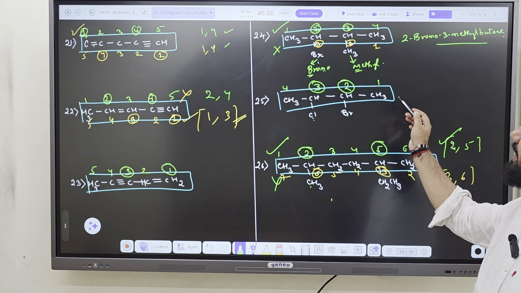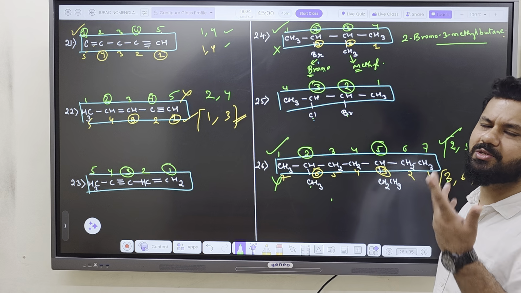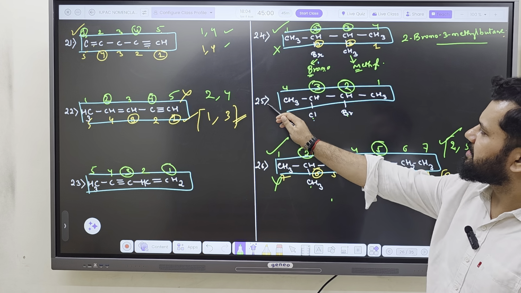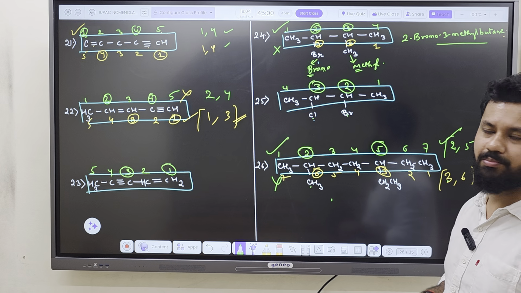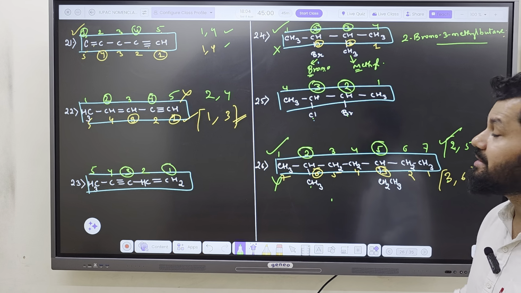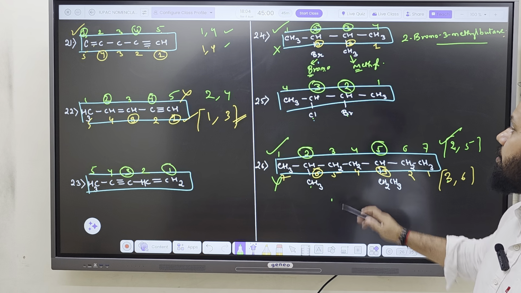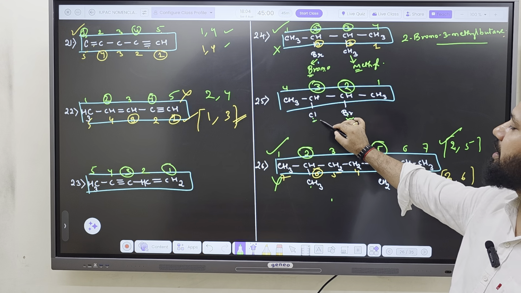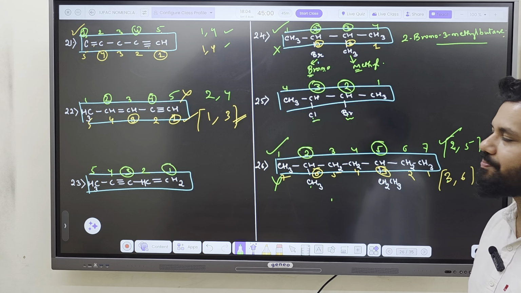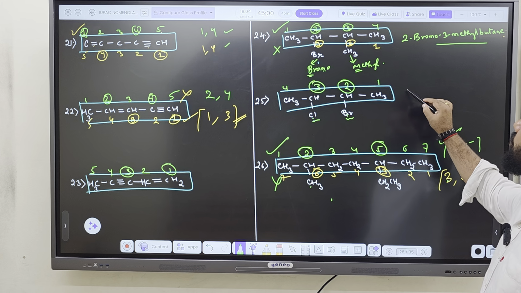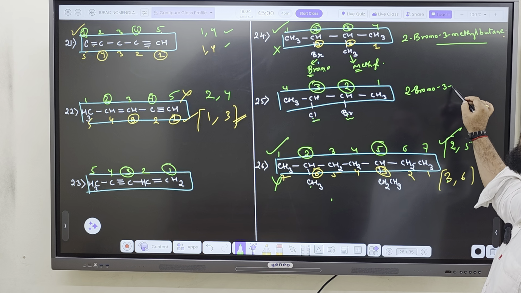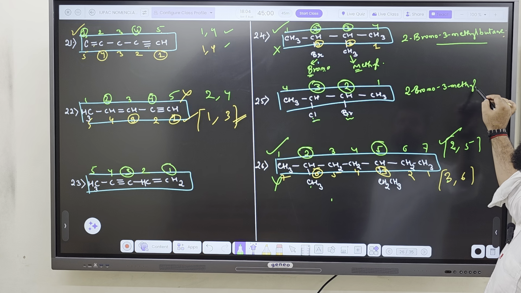What do you think should be the name of this one? Again, the challenge was only numbering. Sir, this side also 2, 3. Both ways the set of locants is 2, 3. So we choose that way in which bromo gets the minimum number in comparison to chloro. Sir, why? Alphabetical order. So it becomes 2-bromo-3-methylbutane.